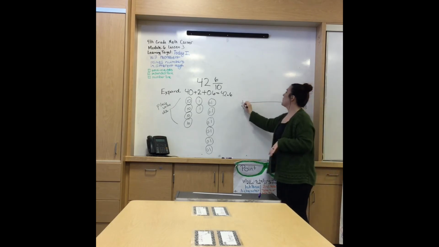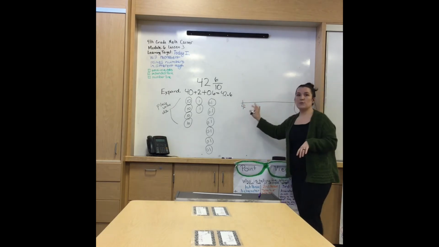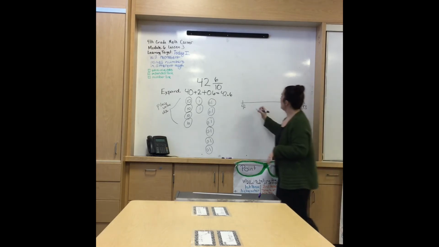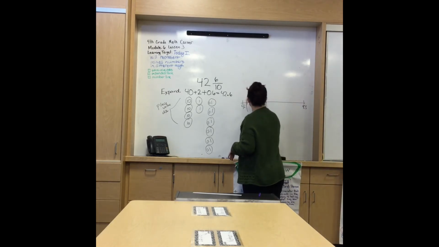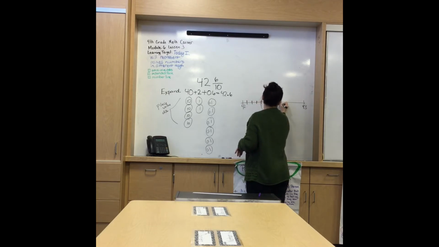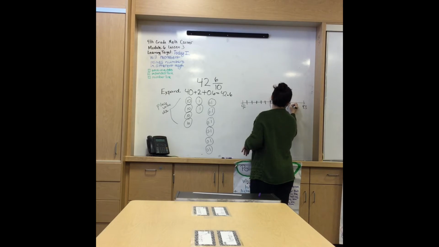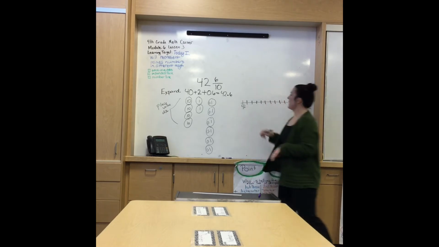Okay? And so we know that in between there's going to be 10 spaces. 1, 2, 3, 4, 5, 6, 7, 8, 9, 10. I have to redraw that. There we go. Sometimes I do a little extra, right?